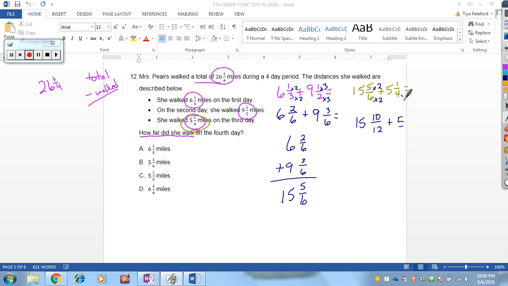How do I get from 4 to 12? Times 3. So do that to both numbers.